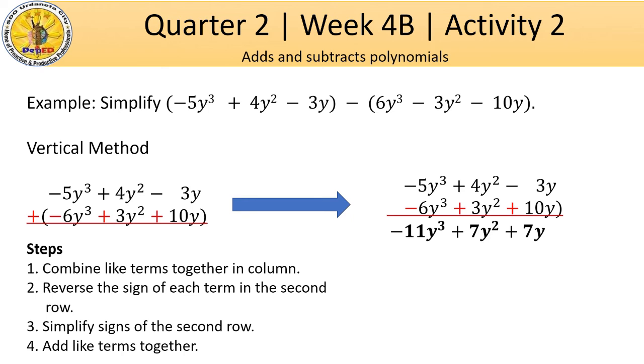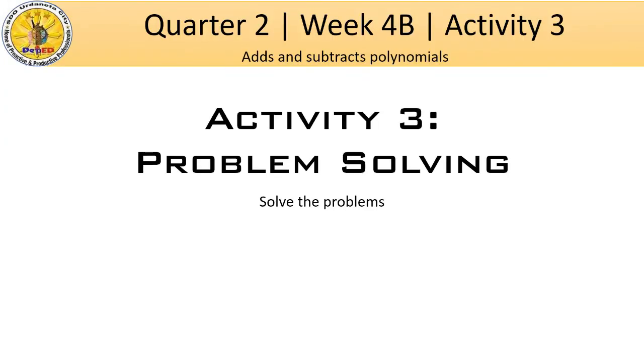So negative 5y raised to the third power plus negative 6y raised to the third power is negative 11y raised to the third power. 4y raised to the second power plus 3y raised to the second power is 7y raised to the second power. And lastly, negative 3y plus positive 10y is 7y. So the answer to this expression is negative 11y raised to the third power plus 7y raised to the second power plus 7y.